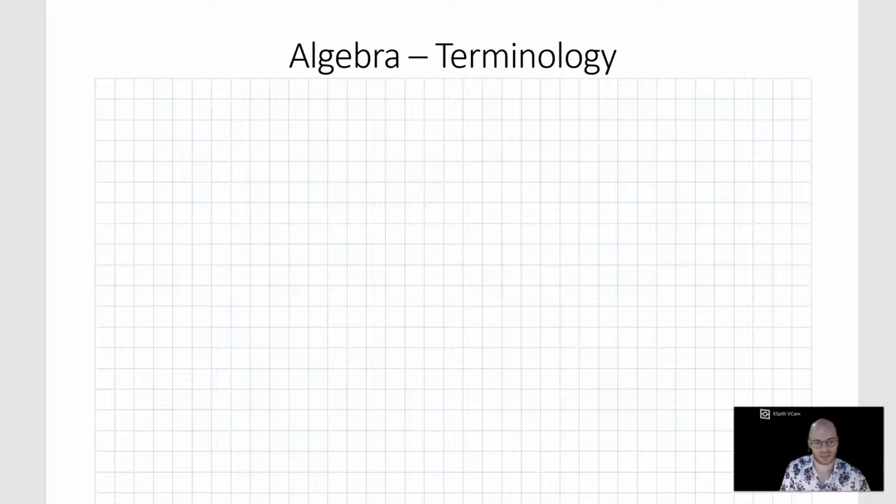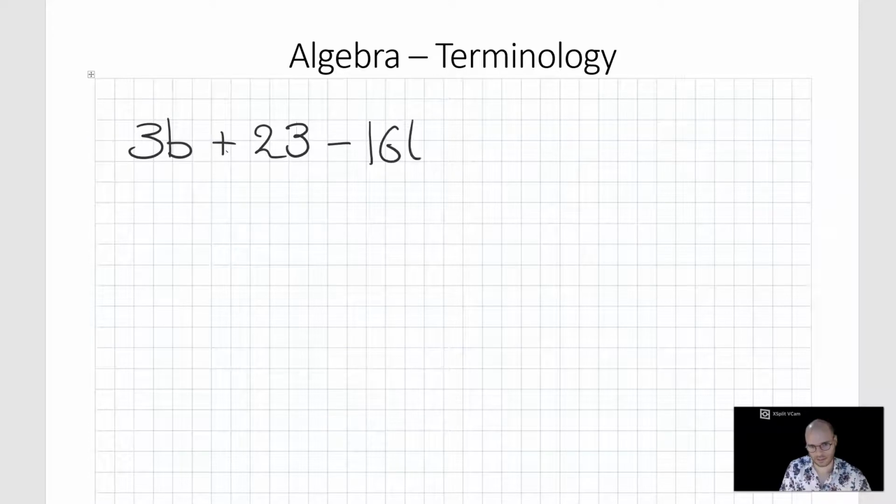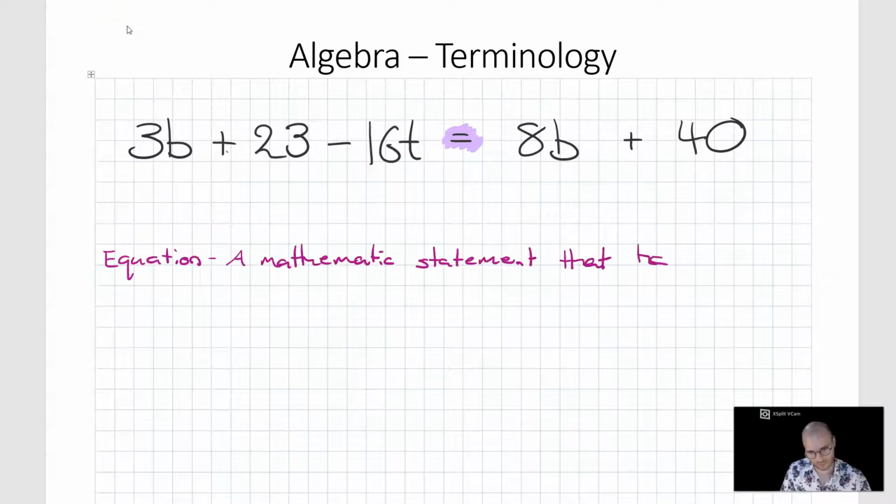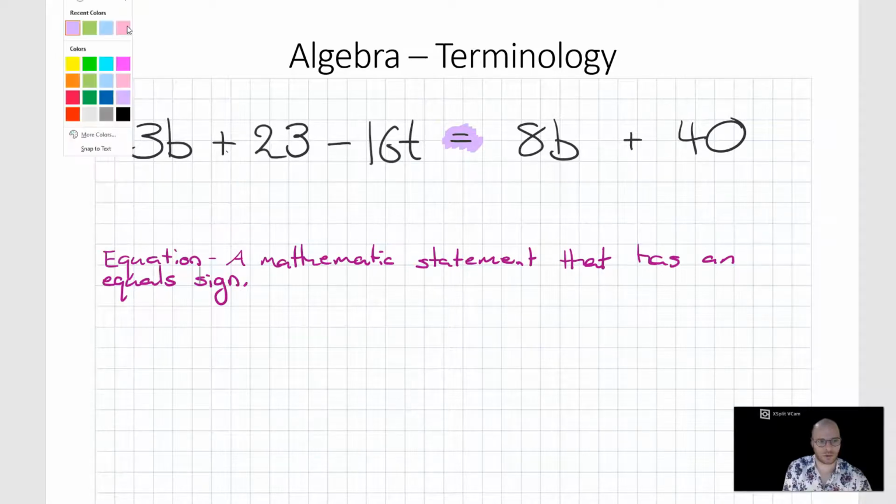Now consider we have the equation defined as 3b + 23 - 16t = 8b + 40. What we've got here, as I said earlier, is something called an equation. The reason we call this an equation is because there is an equal sign. Cool. Now imagine we want to talk about the components that make up an equation.